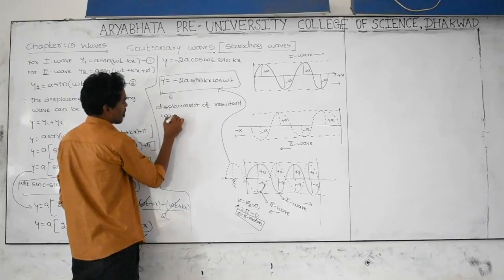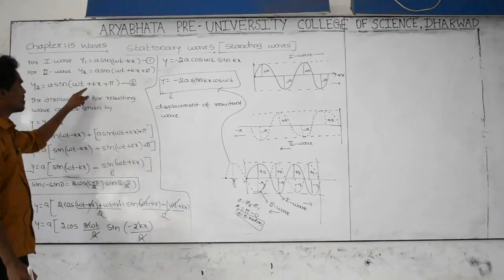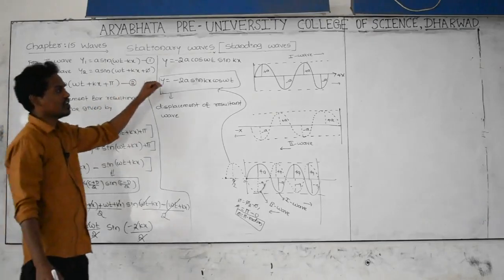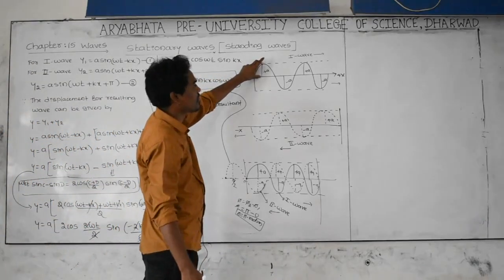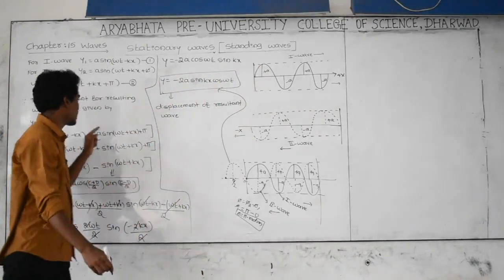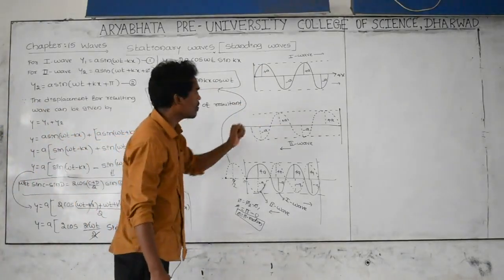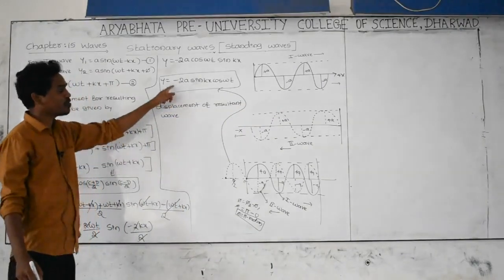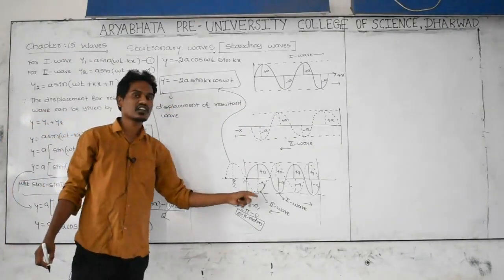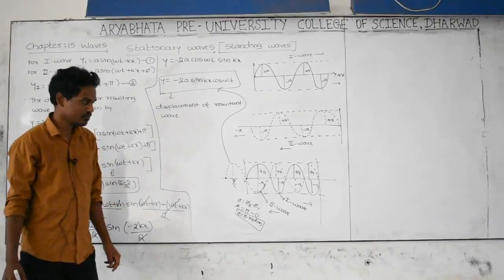What is this equation? By using this equation, the displacement of the first travelling wave can be found. And what is this equation? By using this equation, the displacement of the second travelling wave can be found. And what is this equation? By using this equation, the displacement of this resultant wave can be found.